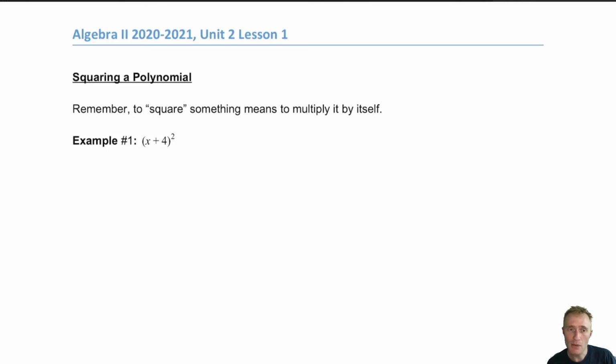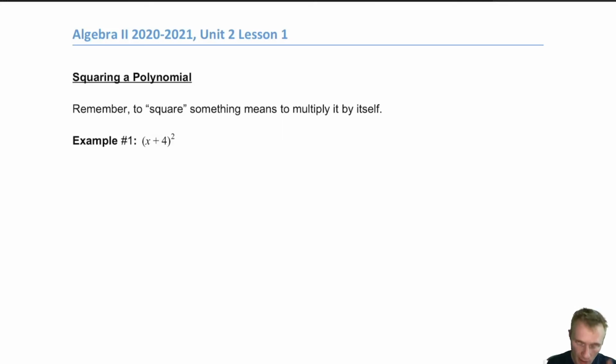The most common mistake I will see when students encounter a problem like x plus 4 squared is they will try to apply distribution and say, oh, x squared is x squared, 4 squared is 16. Done. This is a very common mistake. You cannot use distribution with exponents. It just does not work that way because it's not what exponents mean.